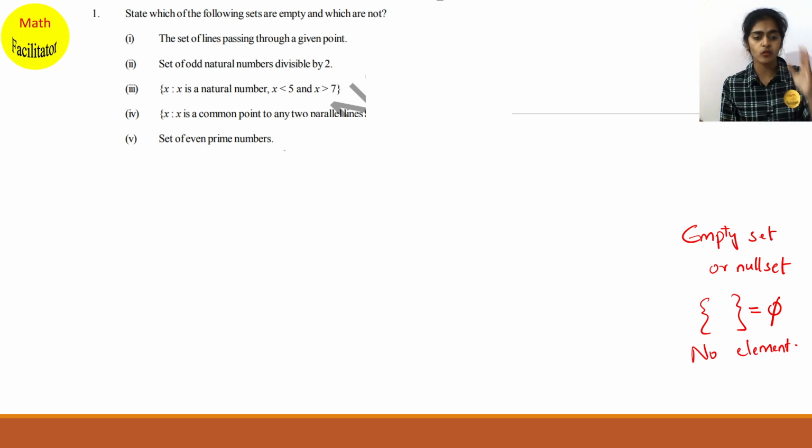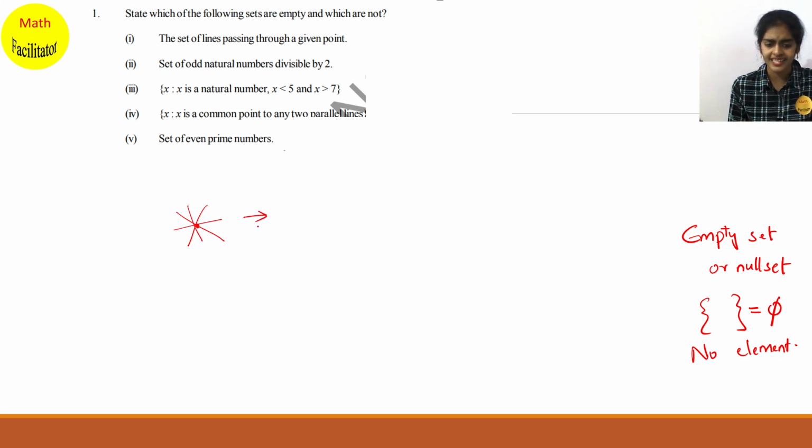Now let us see which of the following are empty sets. The first one: the set of lines passing through a given point. When a point is given to you, you can have different lines passing through the same point, right? So there are many lines. How many lines can you have? You can have infinite lines passing through a given point. So this particular set cannot be empty. So I can say this is not an empty set.